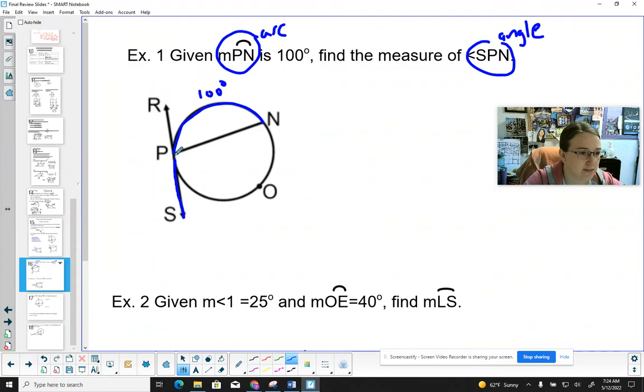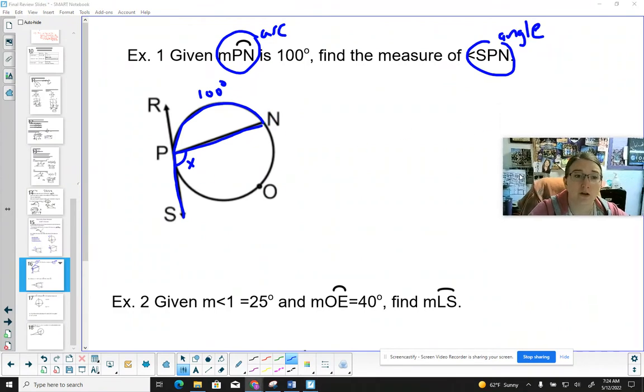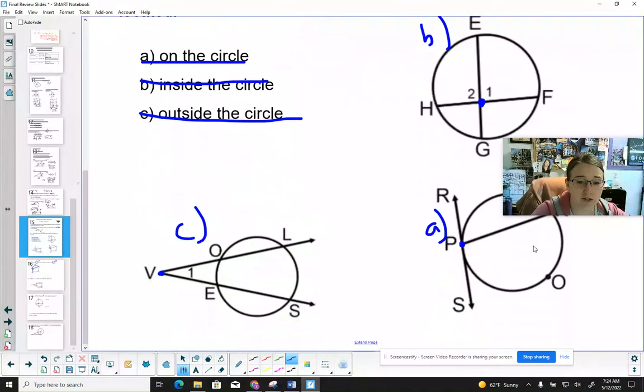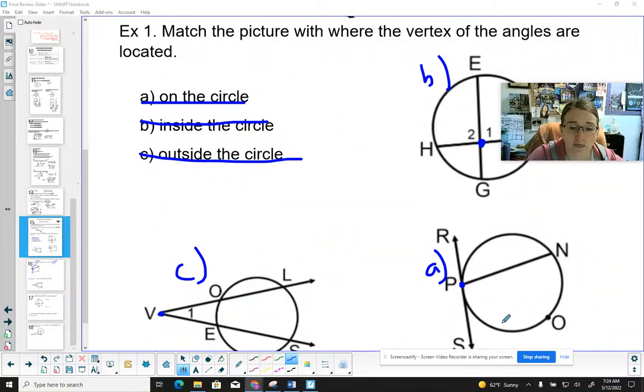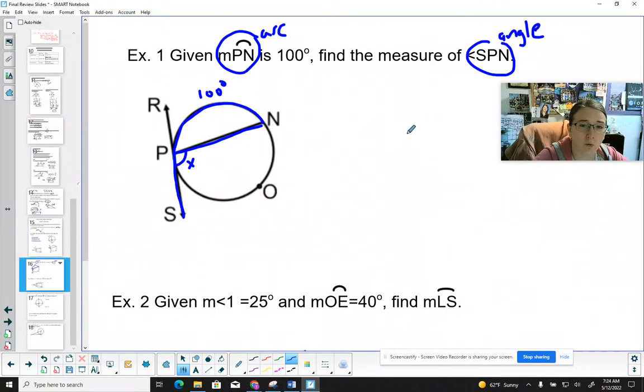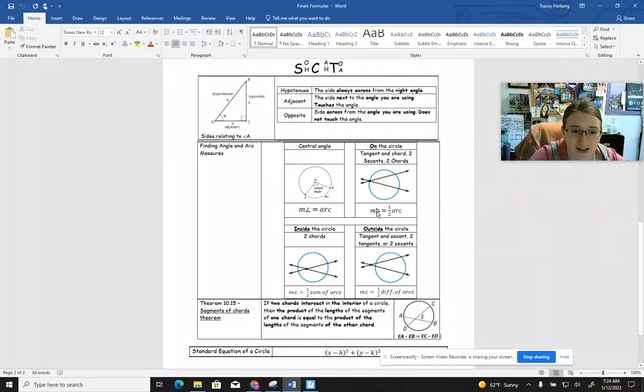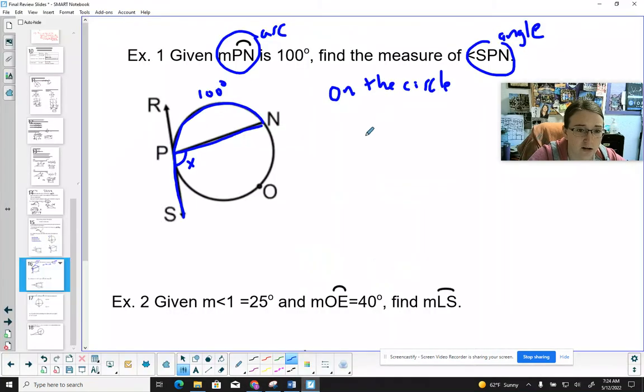Well, here is angle SPN. It's this angle right here. That's what I want. So I've got this arc, but I want this angle. So we already determined that this picture is on the circle. Take a look at your formula sheet. What formula are we going to use here if the vertex is on the circle? What's the formula? Formula is right here. It is the measure of the angle. That's how we read that. Equals half the arc. So I'm going to just say here, angle equals 1/2 the arc.